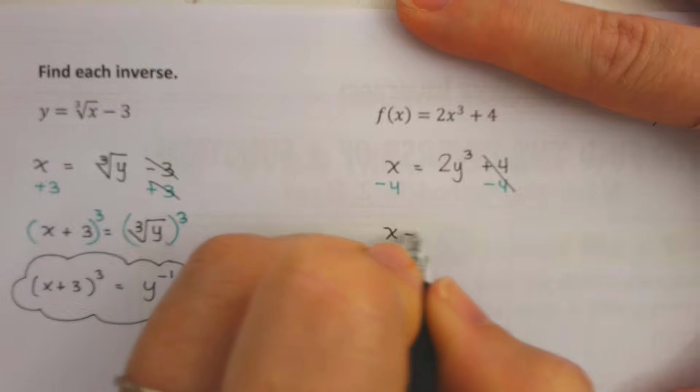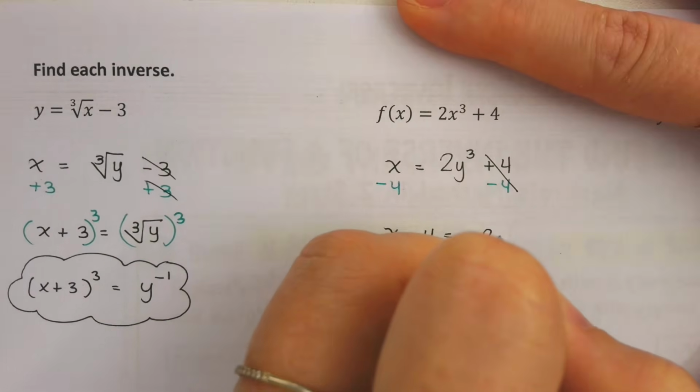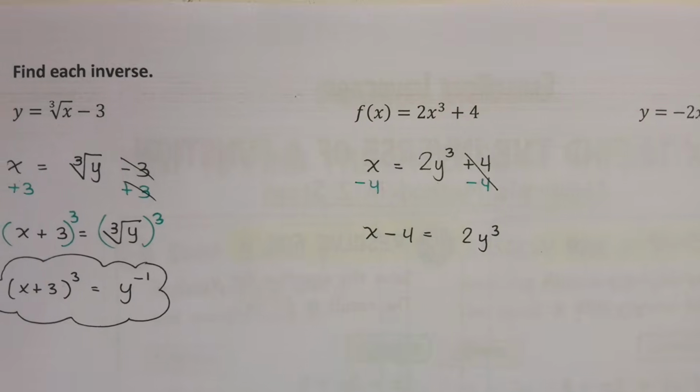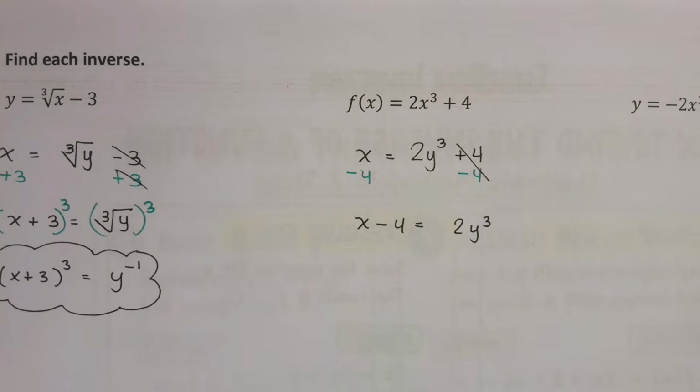Okay, that'll leave me with x minus 4 on the left, and then 2y to the third on the right. Can we do the cube root next? No. Not yet. What do we still need to cancel? The 2. Remember, you have 2 ways to do that. You can either divide by 2 or multiply by a half. Pick your favorite. Which one y'all want to do?